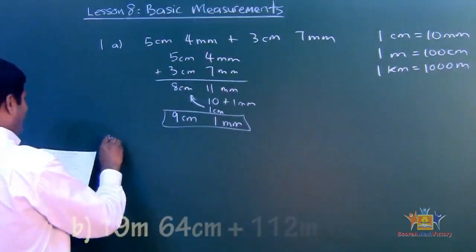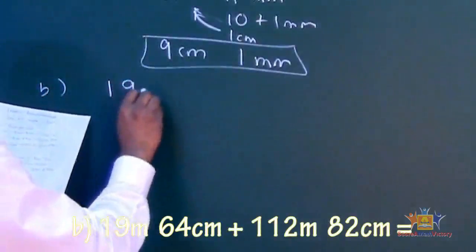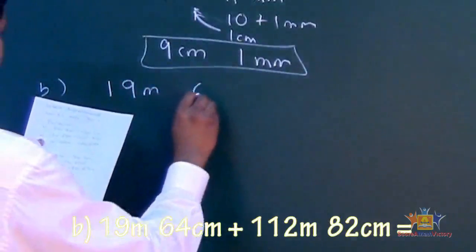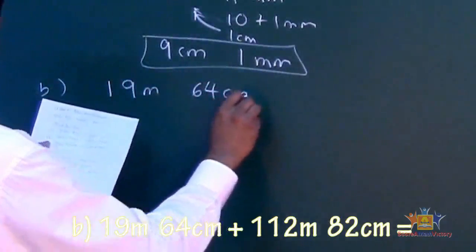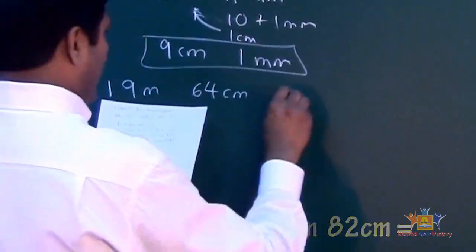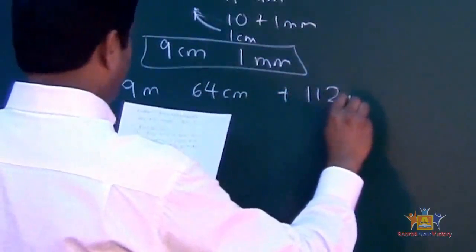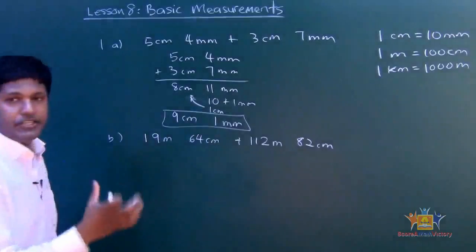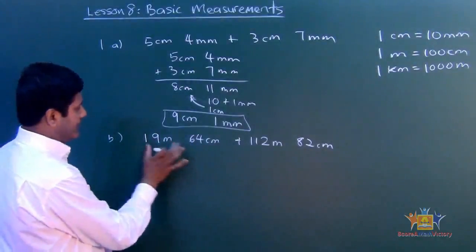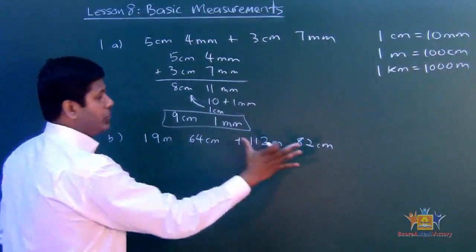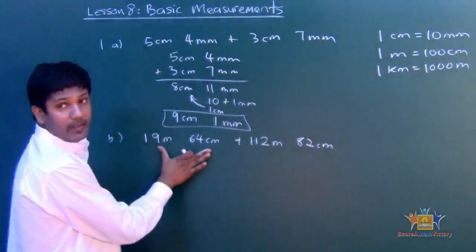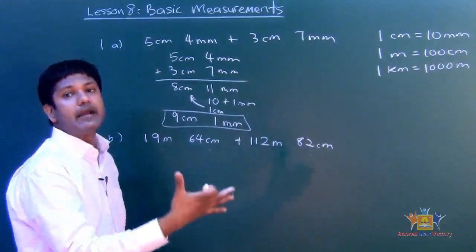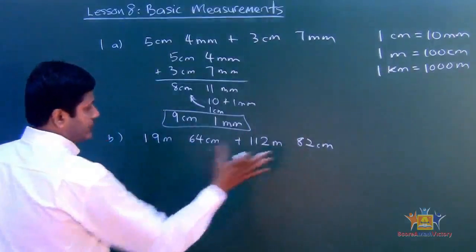Now B, you're given 19 meters and 64 centimeters, and you're adding it with 112 meters and 82 centimeters. Now with addition, when you see that this one's smaller and this one's bigger, you can write the bigger one first and then followed by the smaller one. So that will be easier to line up. That's what it's all about. So let's write that one.